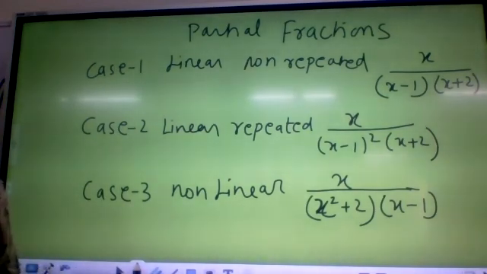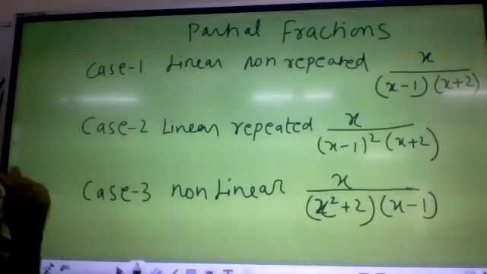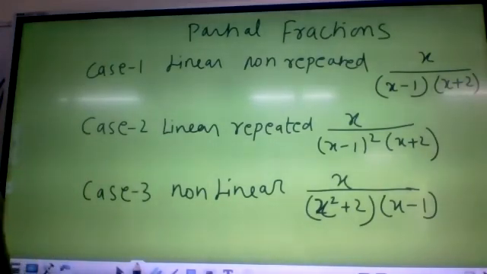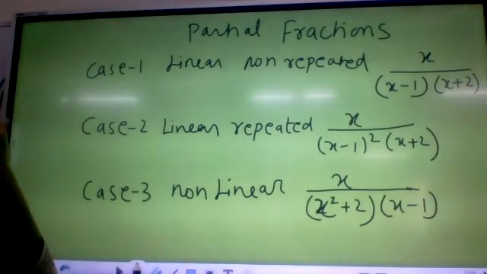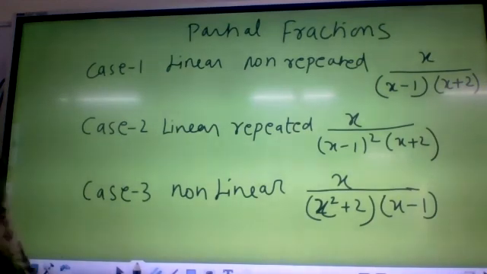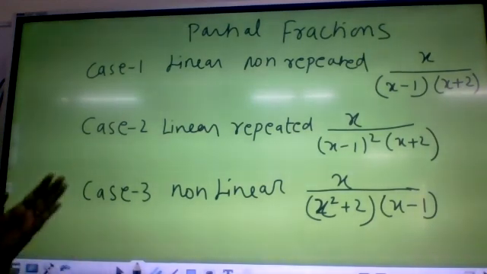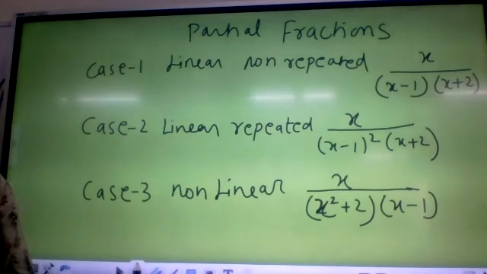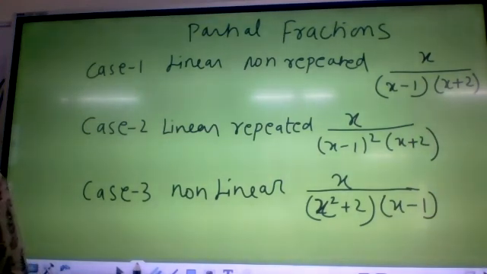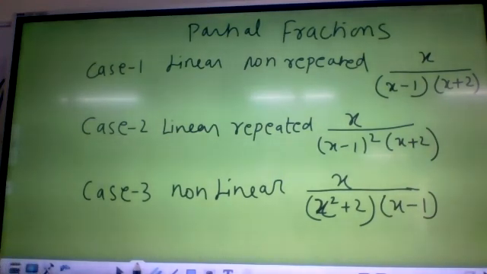I need to have a proper fraction to do the partial fraction. Proper fraction means the degree of numerator should be less than the degree of denominator. If the degree of numerator and denominator is same or the degree of numerator is more than denominator, it is known as improper fraction. And you have to do algebraic division first to reduce it to proper fraction, and then we can do the partial fraction.